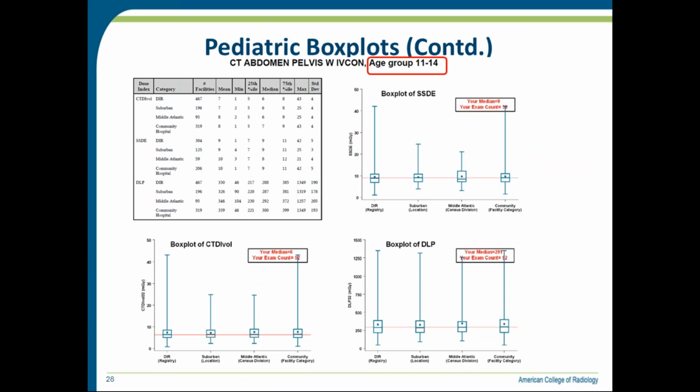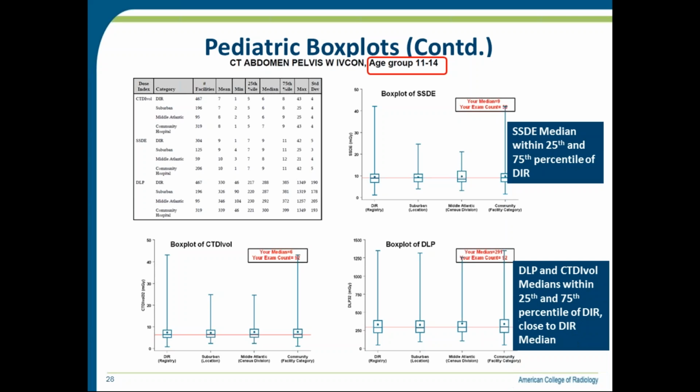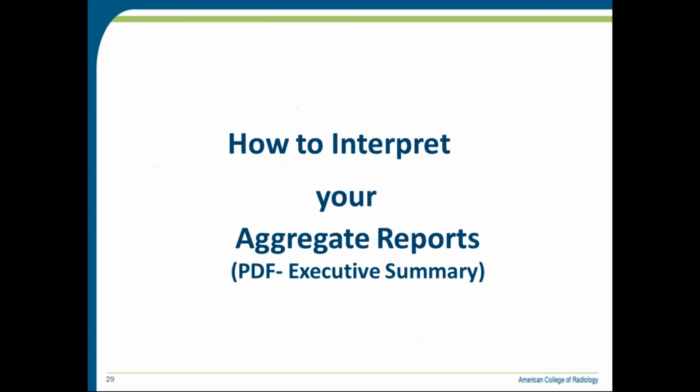Similarly, you can see that this is a box plot for the same protocol for age group 11 to 14. And here what we see is the SSDE median is within the 25th and 75th percentile of DIR. For DLP and CTDI vol, medians are also within the 75th and 25th percentile, and the median is also very close to DIR. So for this exam and for this age group, the facility is doing a reasonable job.